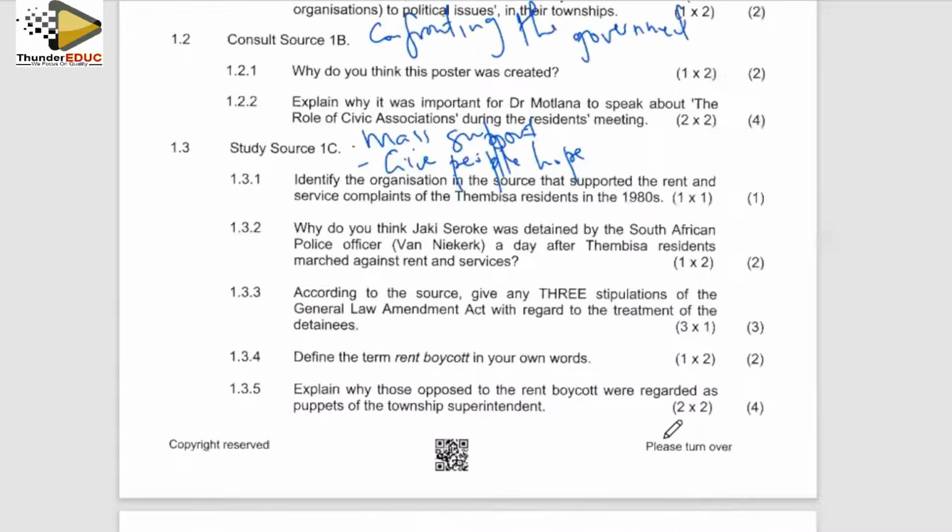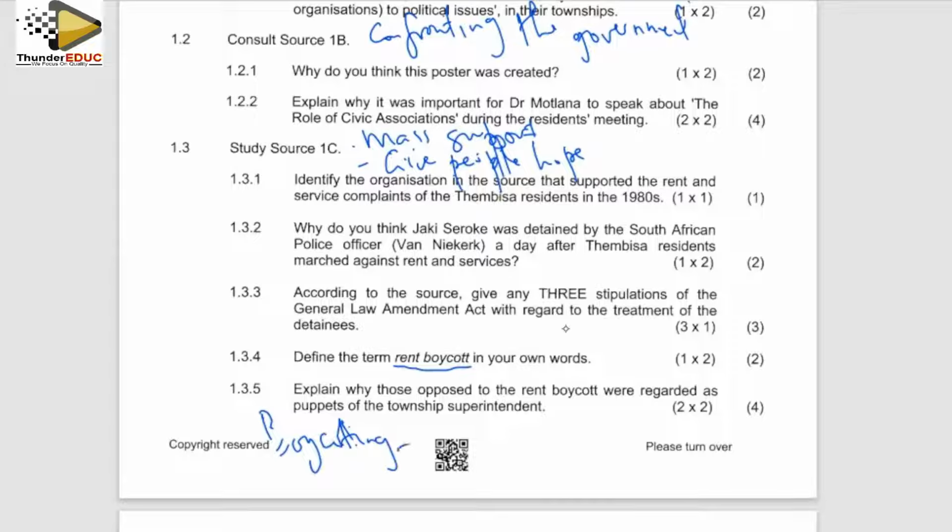Next question is talking about a definition. Define the term rent boycott. Right, this is a common term, a common historical term that you should be able to define. Right, and when you're defining terms, we rely on the concept. You must address the basic requirements of the concept. Right, when you're talking of a boycott, before we talk of the rent boycott, we are looking at boycotting in general.